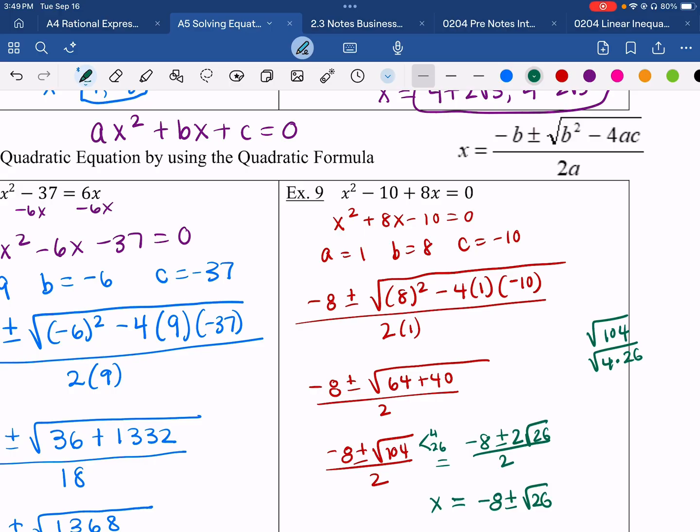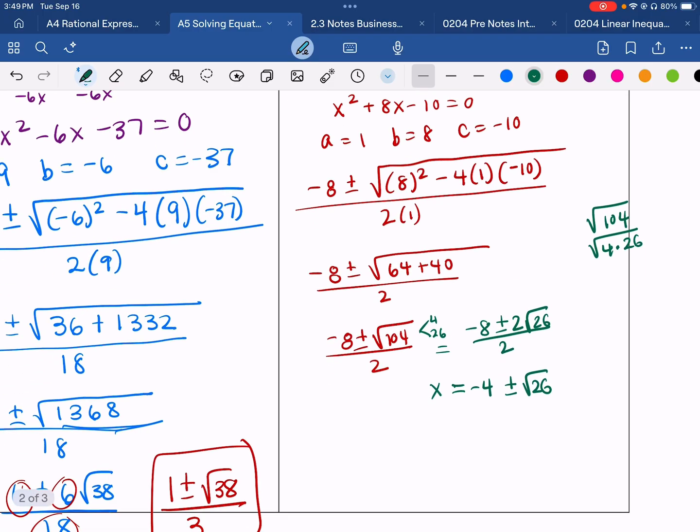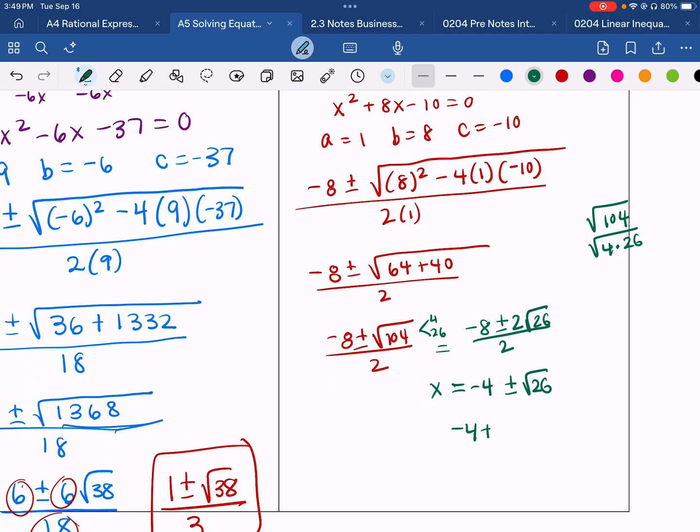I didn't divide -8. Oh, divide. -4. I didn't divide my -8. Sorry. Comma separated list. -4 plus the square root of 26, comma, -4 minus the square root of 26.